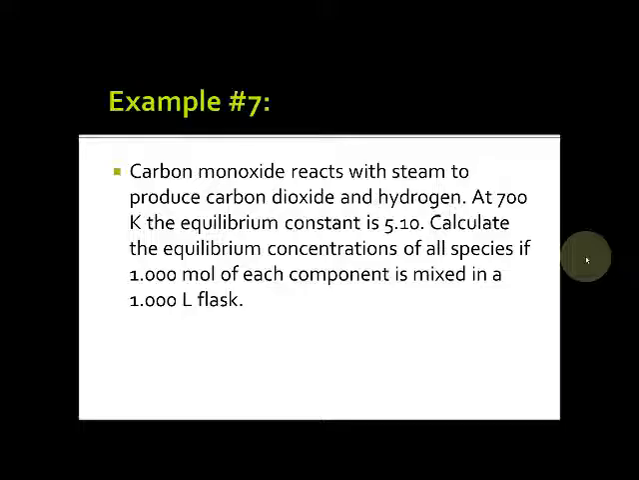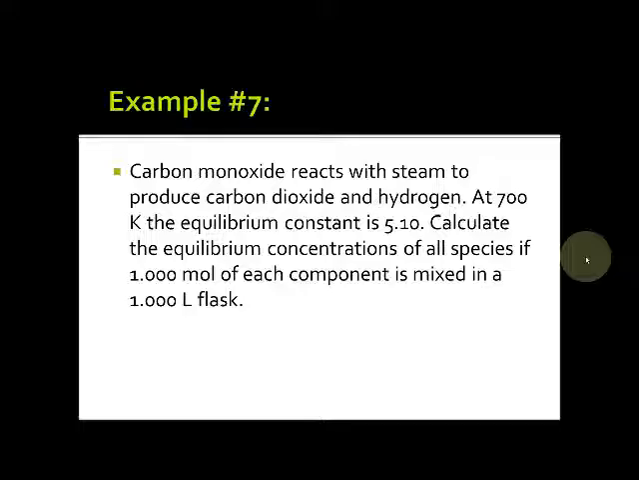So here we go. Carbon monoxide reacts with steam to produce carbon dioxide and hydrogen. At 700 Kelvin, the equilibrium constant is 5.10. Calculate the equilibrium concentrations of all species if 1 mole of each component is mixed in a 1 liter flask.